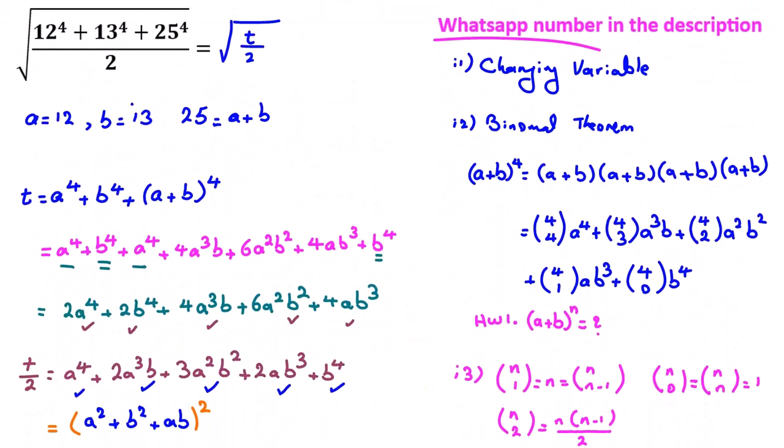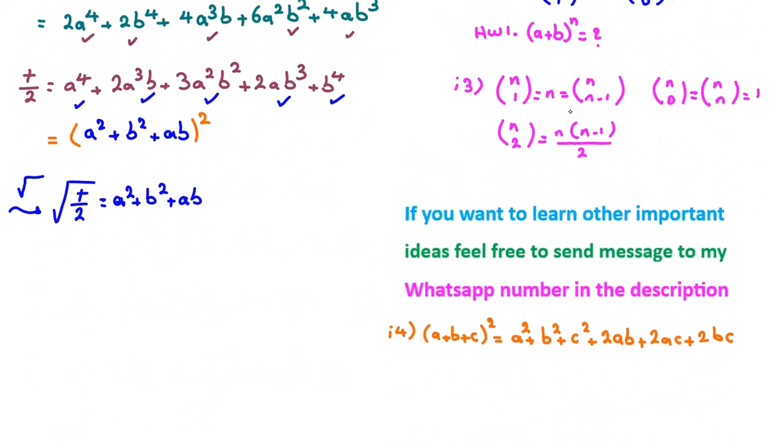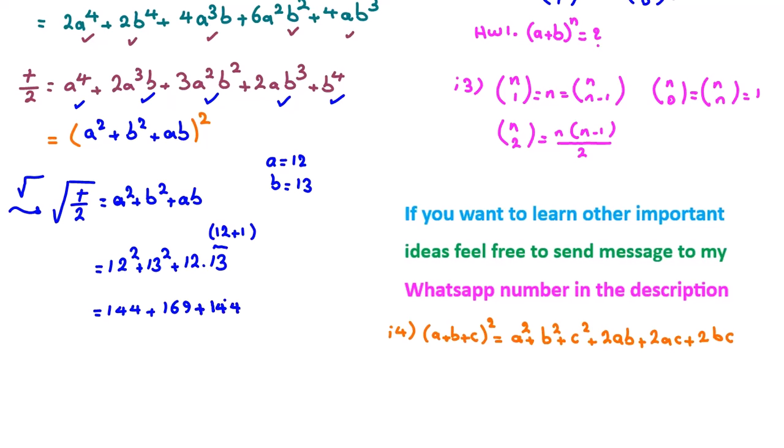Now a is what? A is 12, b is 13. So the answer will be what? 12 squared plus 13 squared plus 12 times 13. 12 squared is 144. 13 squared is 169. 12 times this, you can write 13 or imagine it as 12 plus 1. So 12 squared again, 144 plus 12.